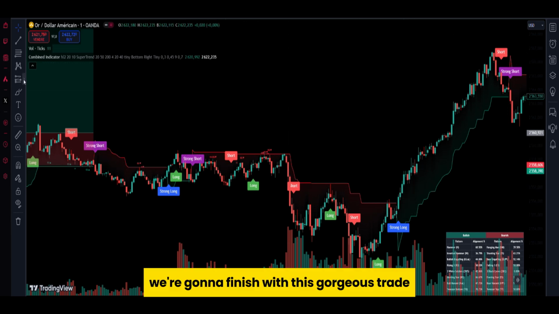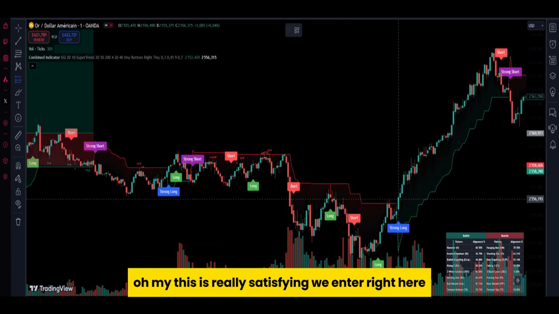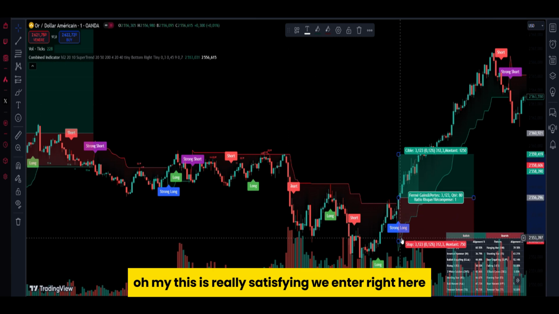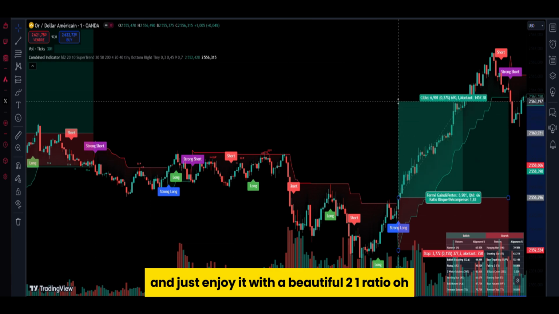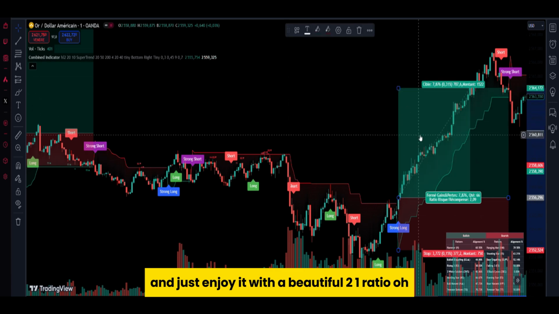We're going to finish with this gorgeous trade. Oh my, this is really satisfying. We enter right here, adjust our stop loss, of course, and just enjoy it with a beautiful 2-to-1 ratio.